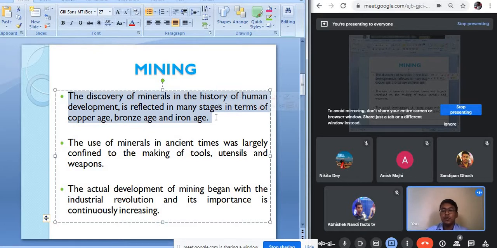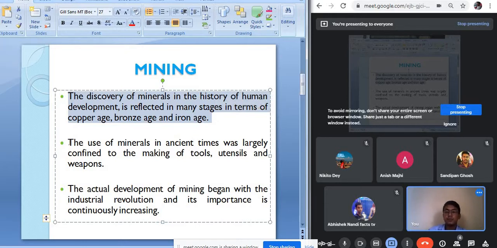The discovery of minerals in the history of human development is reflected in many stages in terms of copper age, bronze age and iron age. The use of minerals in ancient times was largely confined to the making of tools, utensils and weapons. In history you all have studied that human history has been divided into different stages, like the iron age, the bronze age, the copper age and all. Why was it divided in such a way? Because in these different periods of human history, different minerals were discovered by human beings, and these minerals were used for making utensils, weapons, coins and all.